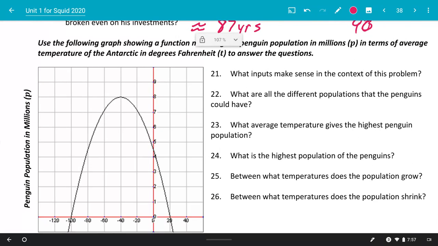Use the following graph showing a function modeling the penguin population in millions in terms of average temperature at Antarctica in Fahrenheit.